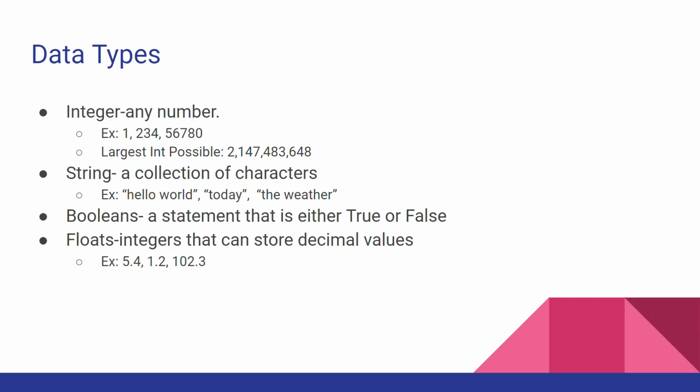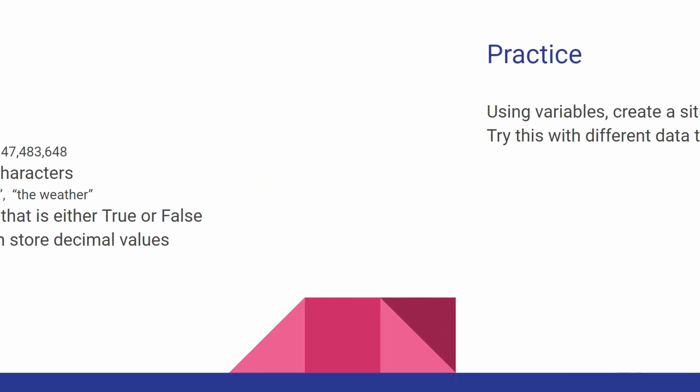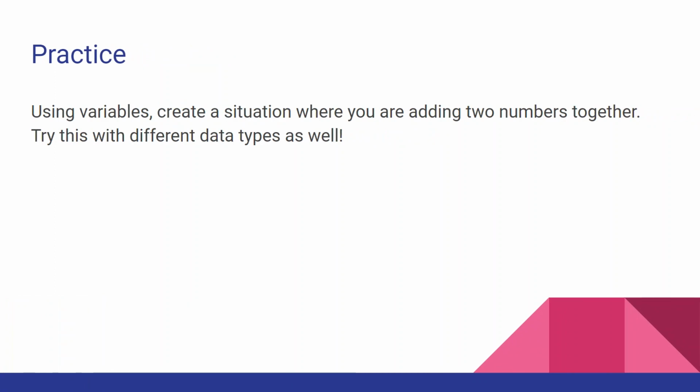Now, we're going to talk about what are booleans. Booleans are statements that can either be true or false. And then we have floats, which are essentially integers. However, they can also store decimal values. A shortcoming for integers is that they can only store whole numbers. As a result, floats take care of that issue.